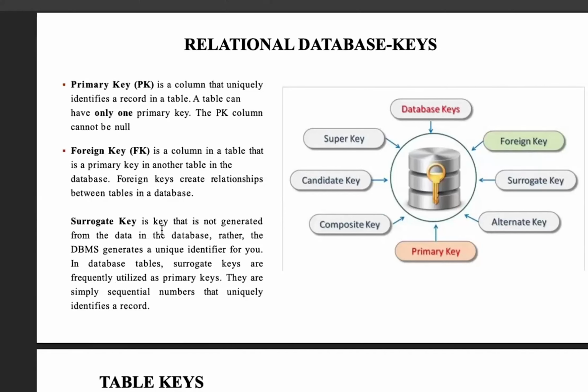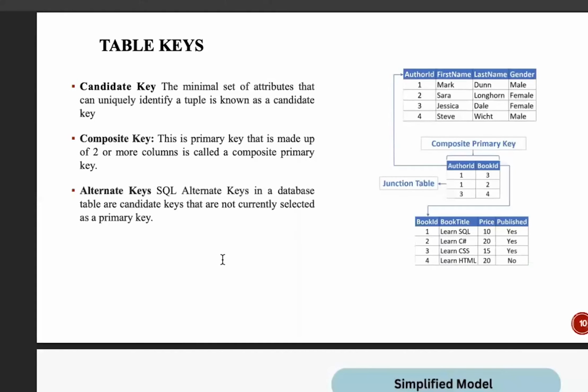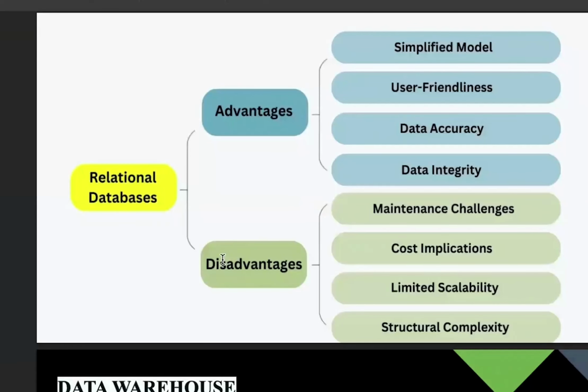A surrogate key is a key that is not generated from the data in the database. Rather, the DBMS generates a unique identifier. This type of key is not too important. The major important ones are primary and foreign keys. You can read it up when we give you this, so you understand better. Let me try to move faster.